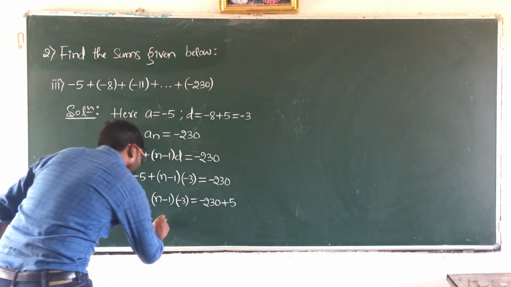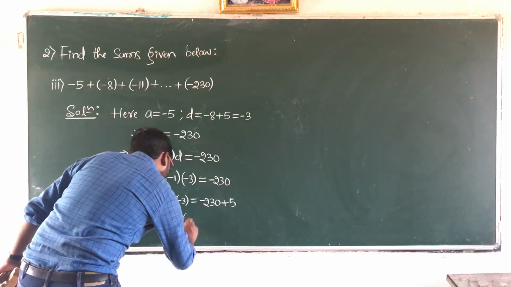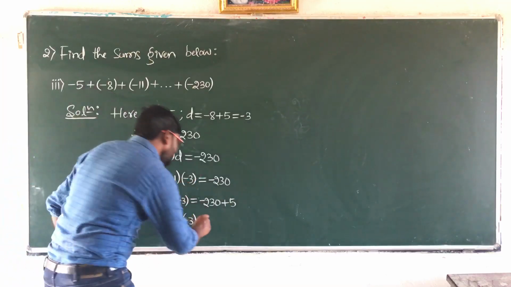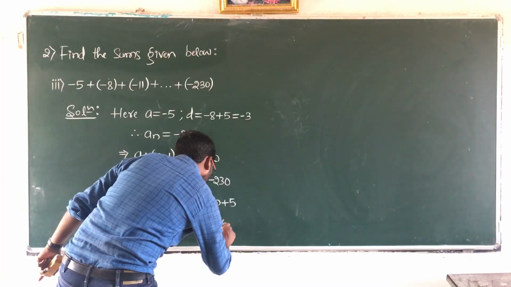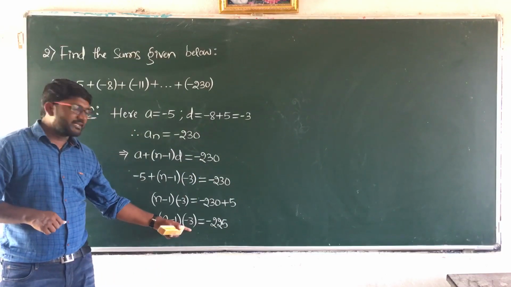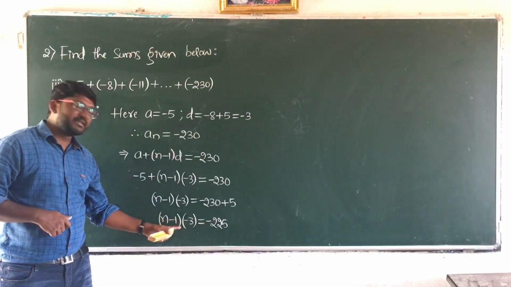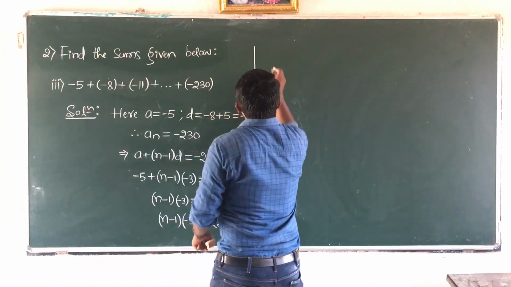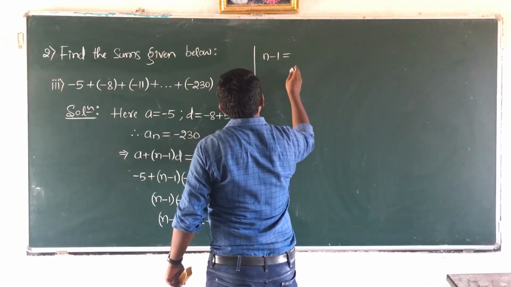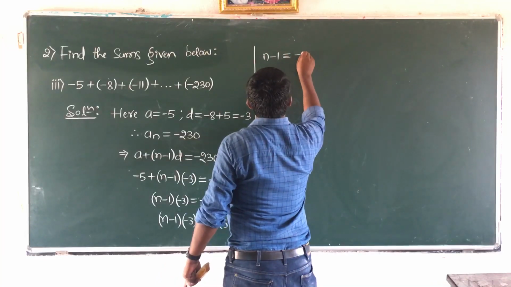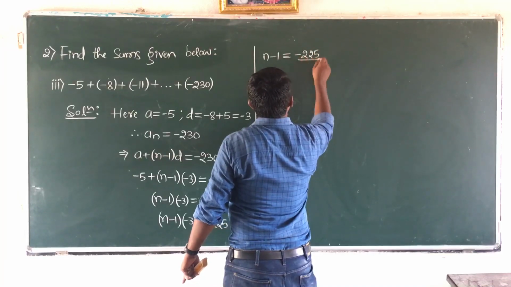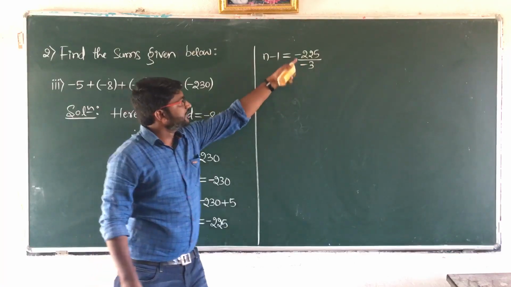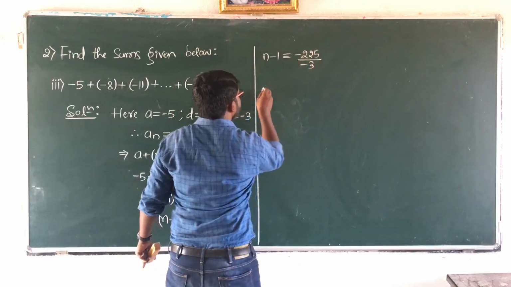Now write this term as it is, (n minus 1) into minus 3. This is equal to, so minus 230 plus 5 will give us minus 225. So now you take minus 3 to the RHS, it goes to the denominator. Here it is multiplication. If you take it to the RHS, it becomes division. So now n minus 1 I am going to write as it is, which is equal to minus 225 divided by minus 3. So minus by minus it becomes plus. So now it is 75. Simplify this, we get 75.